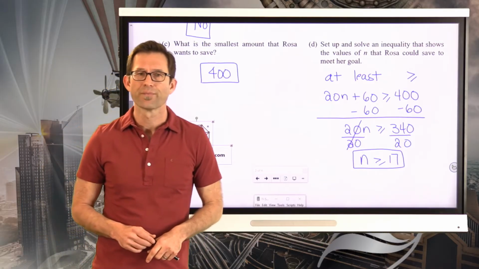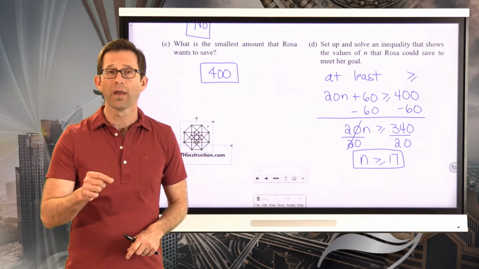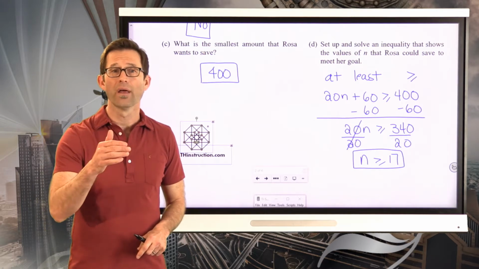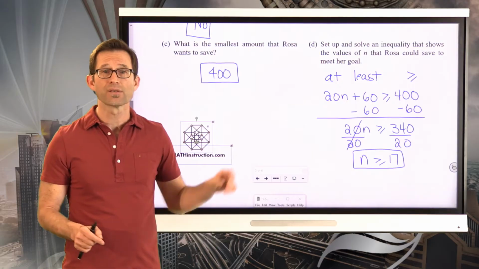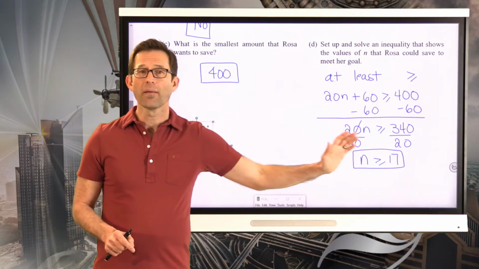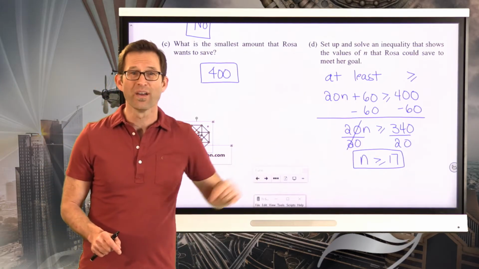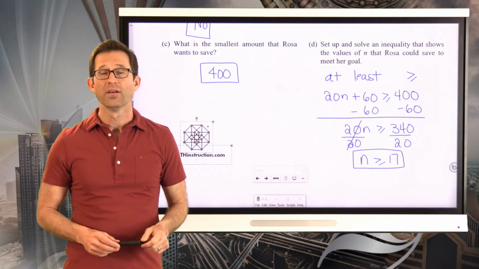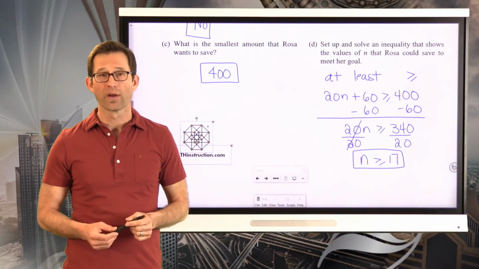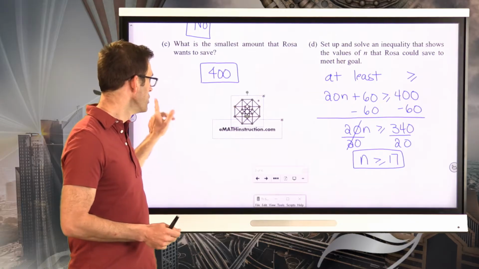Now, just for a moment, even though the question didn't ask this, think about what that really tells us. What that tells us is that Rosa could be saving money from 17 weeks on. So really, at 17 weeks, she saved her $400. But any time after 17 weeks or later or greater, right, she will have enough money to meet that $400 threshold. All right, awesome.